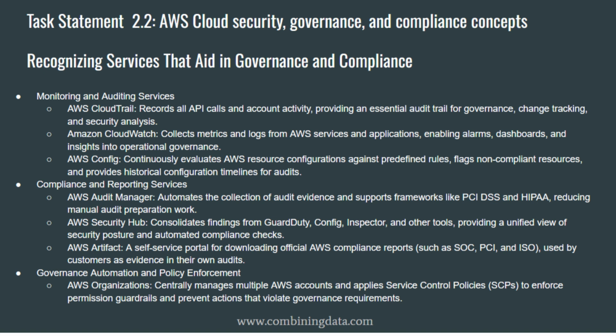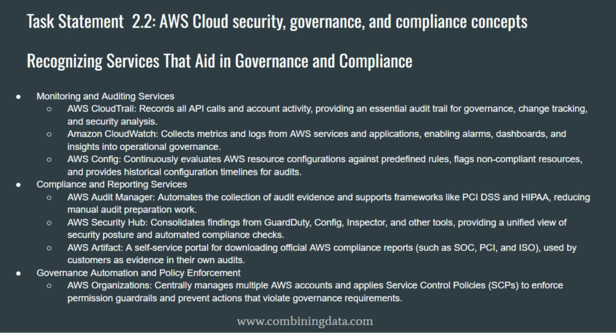Amazon CloudWatch focuses on operational visibility. It collects metrics and logs so you can create alarms, dashboards, and detect unusual behavior. AWS Config continuously checks whether your resources comply with your rules and keeps a historical record of configuration changes, which is extremely valuable during audits. Next, compliance and reporting services help you prove compliance. AWS Audit Manager automates evidence collection for frameworks like PCI DSS and HIPAA, saving huge amounts of manual work.